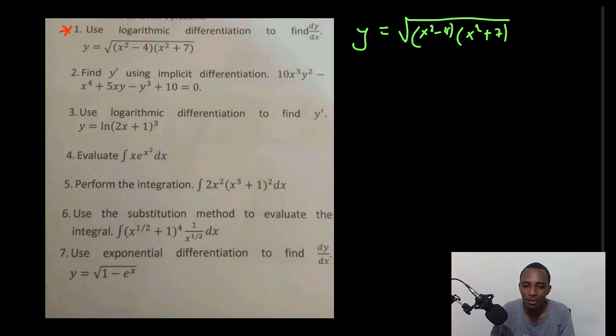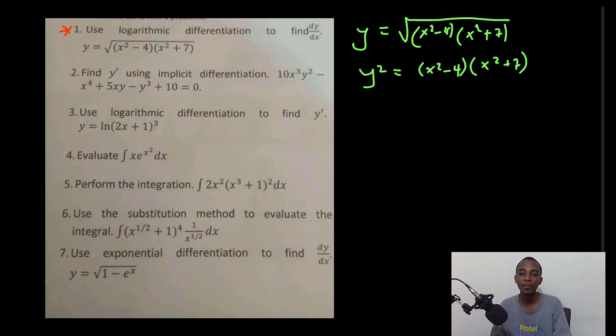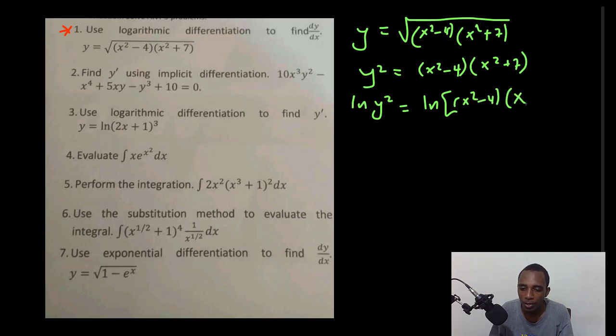So there are several ways of doing this. Let me begin by squaring both sides. So we have y squared equals x squared minus 4 into x squared plus 7. Then I'll apply natural logs on both sides. So the natural log of y squared equals the natural log of x squared minus 4 into x squared plus 7. There we go. Using the properties of logarithms, I'll just remind you here.